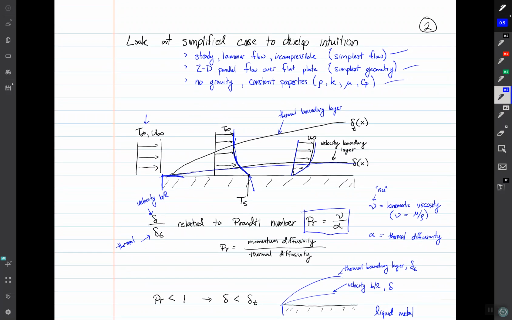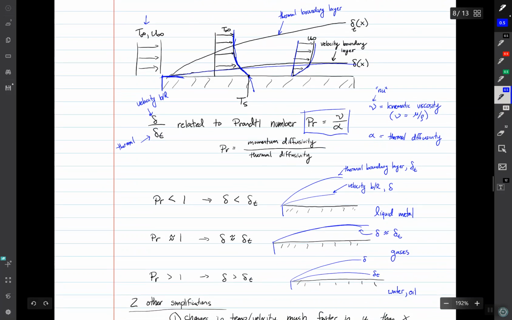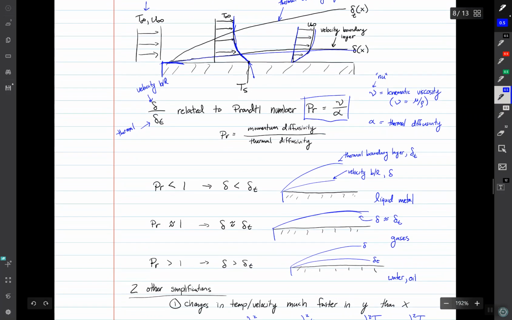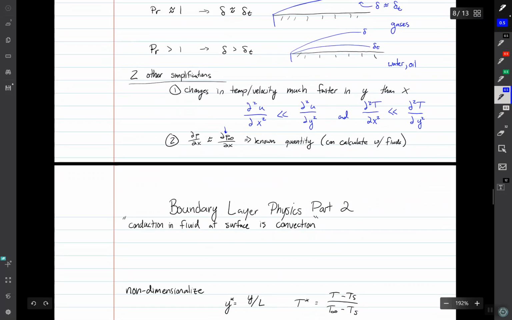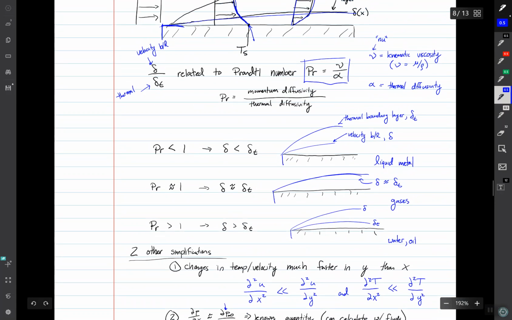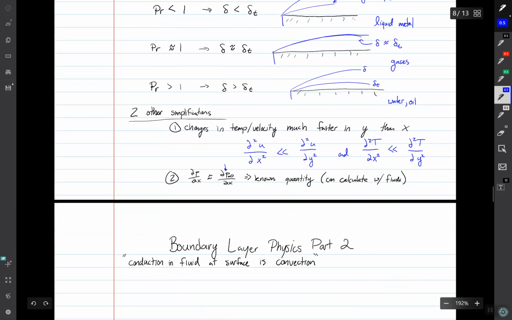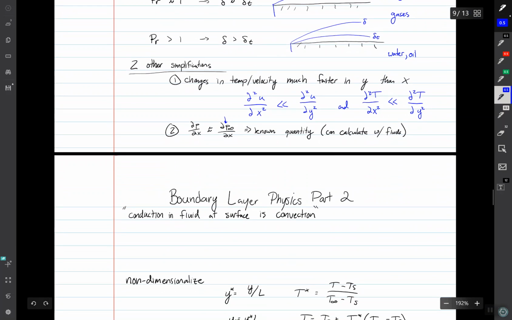So we had the simplest flow, the simplest geometry, the simplest possible fluid. We looked at a system like this where the boundary layer is growing over time, flow over a 2D flat plate. Looked at this property here called the Prandtl number, and then made a few other simplifications here and here about what we know in the boundary layer.